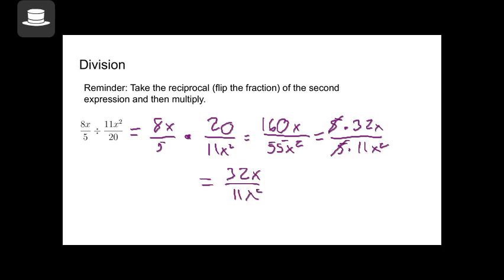Okay, so now I've taken care of my coefficients of 32 and 11, so I can't simplify those any farther. But I do have an x and an x squared, so in crossing out the same way, 32x and then an x squared is the same as saying x times x. So now I have x divided by x, so I could get rid of that. And so now I would have 32 over 11x. And so now that is as simple as I could possibly take that given expression.